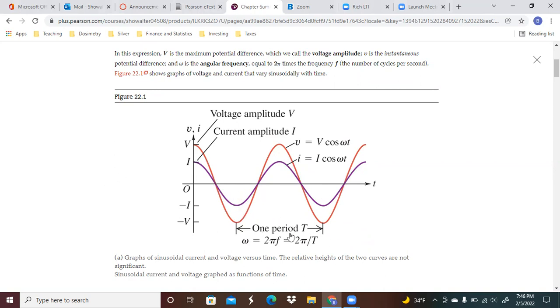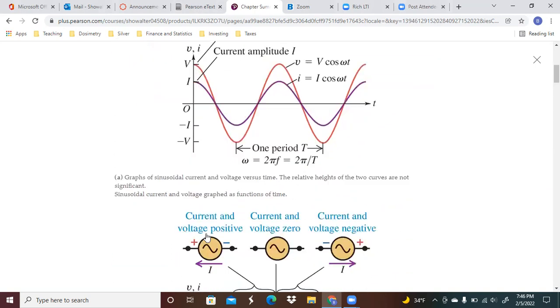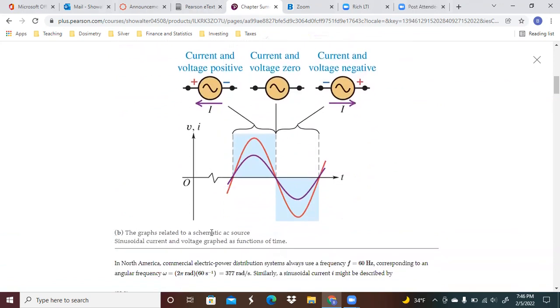You can also see here one period, from here to here, crest to crest, trough to trough. And so you can see that the angular frequency is going to be equal to 2 pi times the frequency, or 2 pi times 1 over the period. So you can see here that current and voltage are positive in this section. Current and voltage are 0 right here, and you can see current and voltage negative all throughout here.